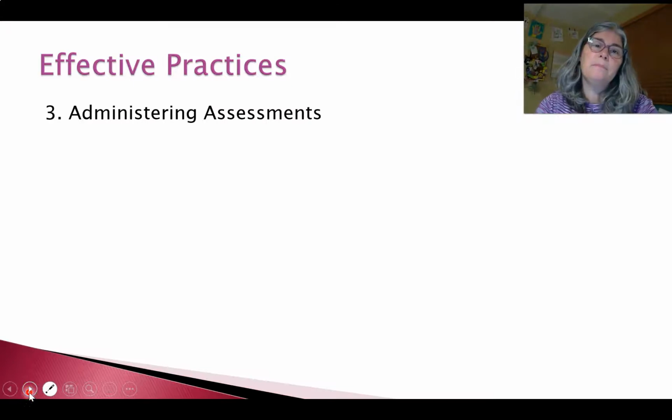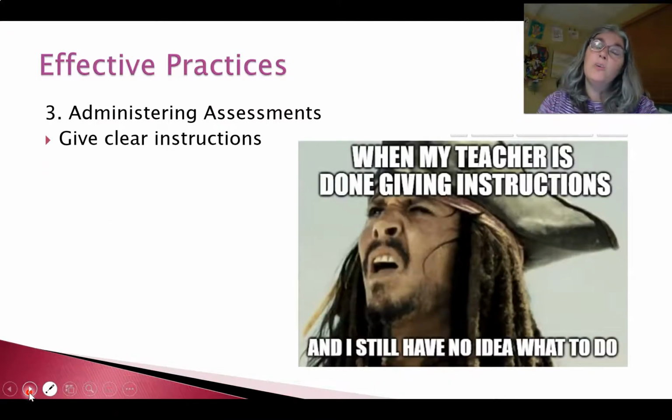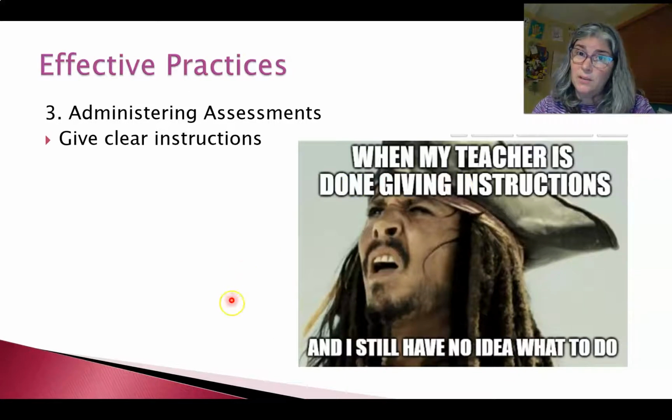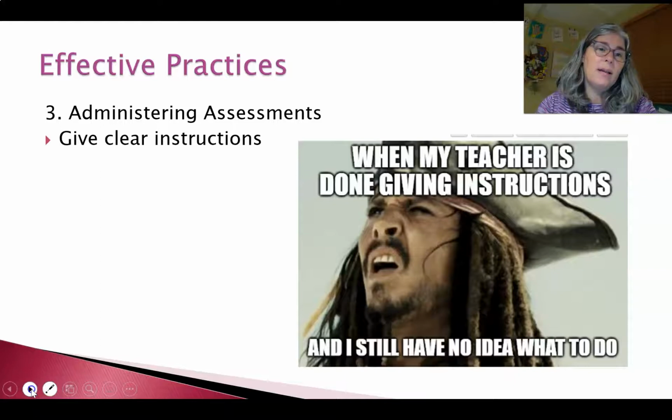All right, when it comes to administering your assessments, you want to make sure that you're giving them very clear instructions. Okay, so, have you ever felt this way when you've gotten a test and you're like, I have no idea what to do with this? That is never a good feeling. Your students shouldn't be guessing what they're supposed to do on assessment. You should be very clear about that.